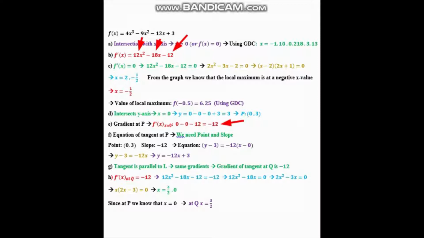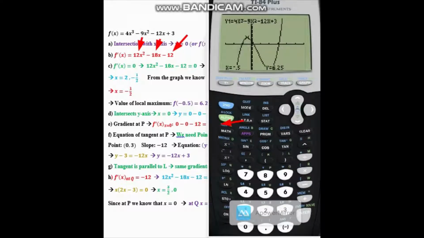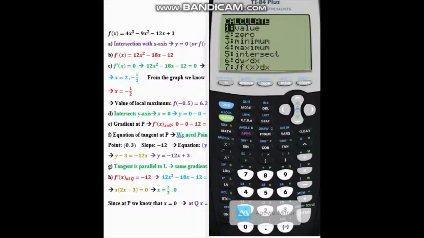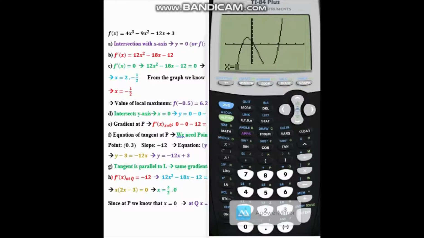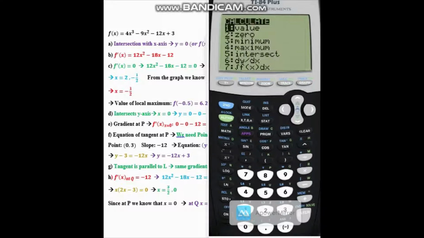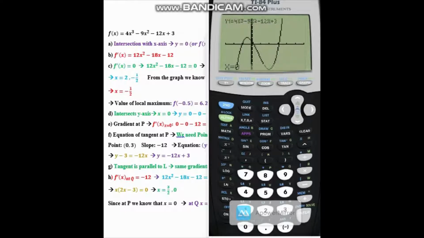Of course, there is a way using the calculator to do this also. So let's take a look. If I want to get the y value when x is 0, I press second trace value 0, and the calculator tells me that y is 3, which is what we got using the manual approach. If I want to get the gradient, I press second trace dy by dx, and I enter 0, and the calculator tells me that the slope when x is 0 is negative 12.